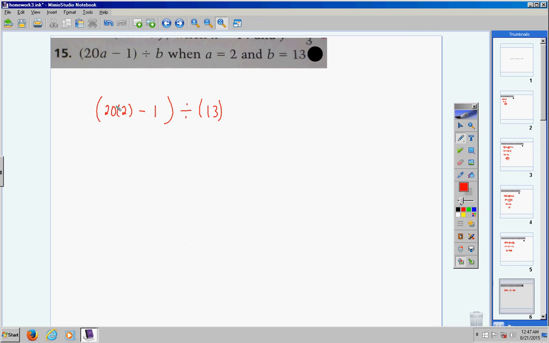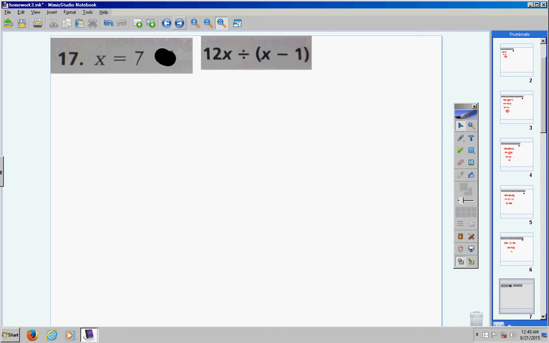Now, let's work inside the parentheses. You would multiply first. 20 times 2 is 40. Minus 1 is 39. So I would have 39 that's positive divided by a positive 13. Well, a positive divided by a positive is a positive, and 39 divided by 13 is 3. Moving on to numbers 17 through 19.